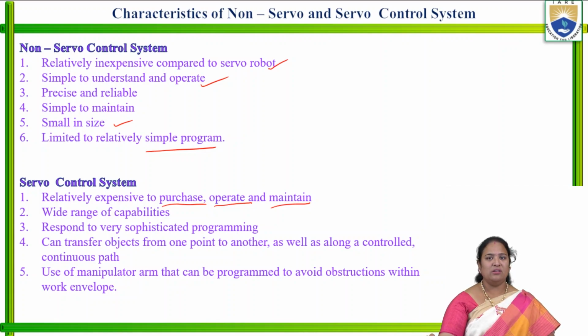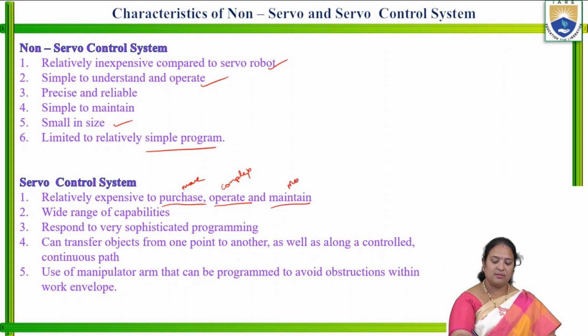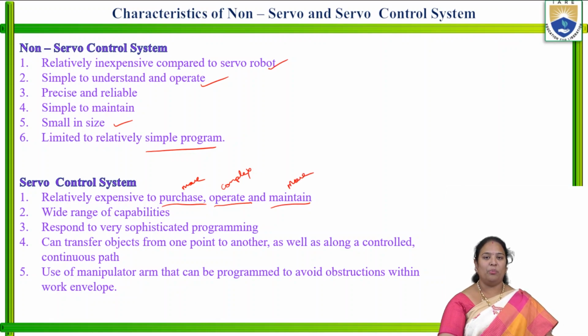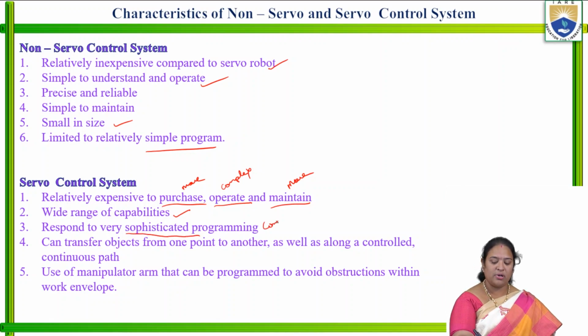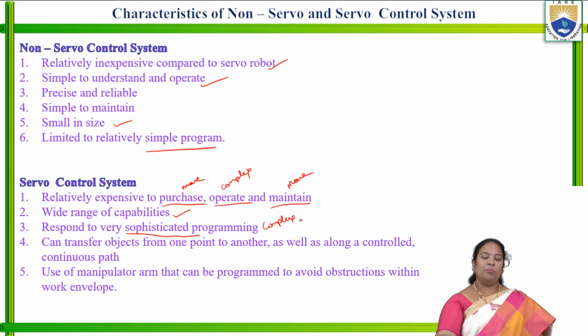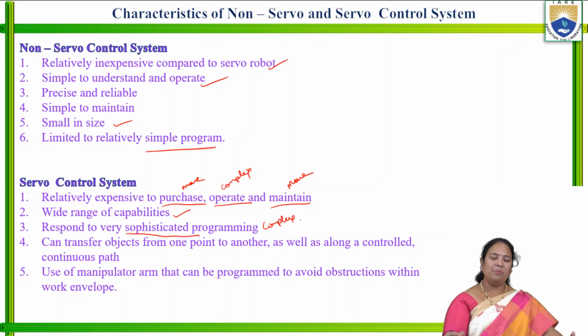Whereas when we come to the servo controller system, the cost is more, the operation is complex, and the maintenance is more. It has a wide range of capabilities, and a very sophisticated, complex programming. It has a very complex program because we need to rectify the errors, so we need to change the programming. Whereas in a single step, the programming will be easy. This is a repetitive process to get an accurate product, so the programming will generally be complex.